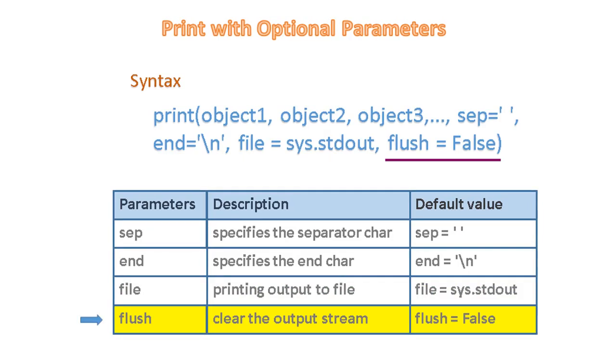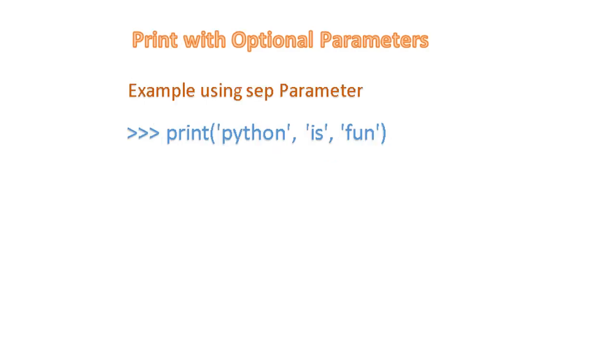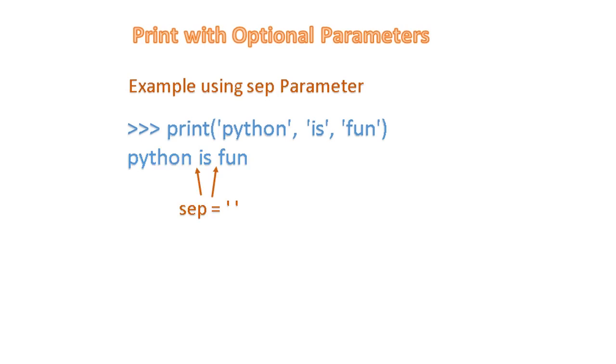The parameter flush is used to clear the output stream. The default value of the parameter flush is false. This example demonstrates the use of the sep parameter. In this example, the sep parameter is not specified, so the default value of sep is a single space. So in the output, you can see each value is separated by a space.